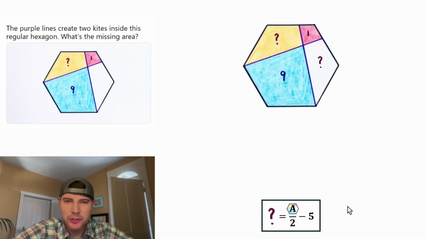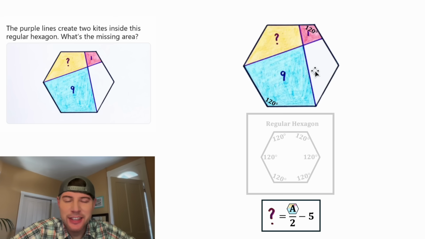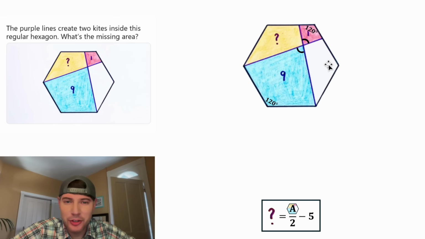And now what are we going to do next? I think we can prove that these two kites are similar. That'll be true if we can prove all the angles are congruent to each other. This angle and this angle are both interior angles of a regular hexagon. They're both going to be equal to 120 degrees. And then these two angles are vertical angles. They will also be congruent.